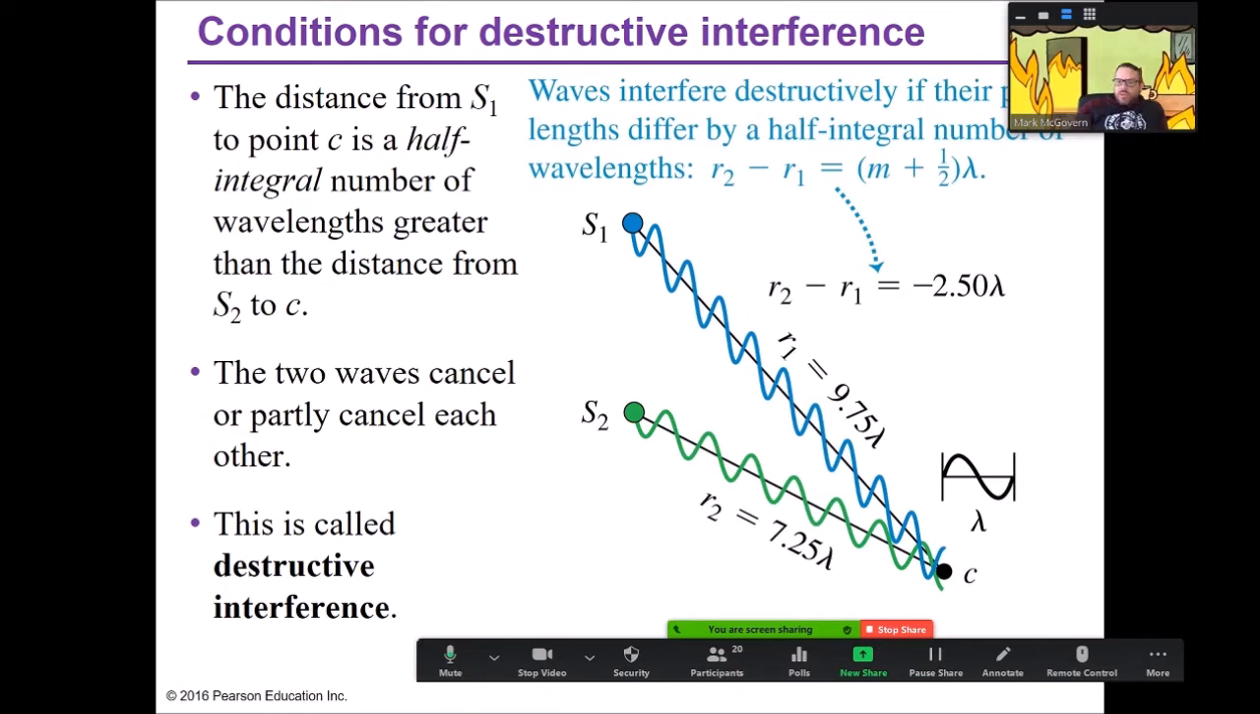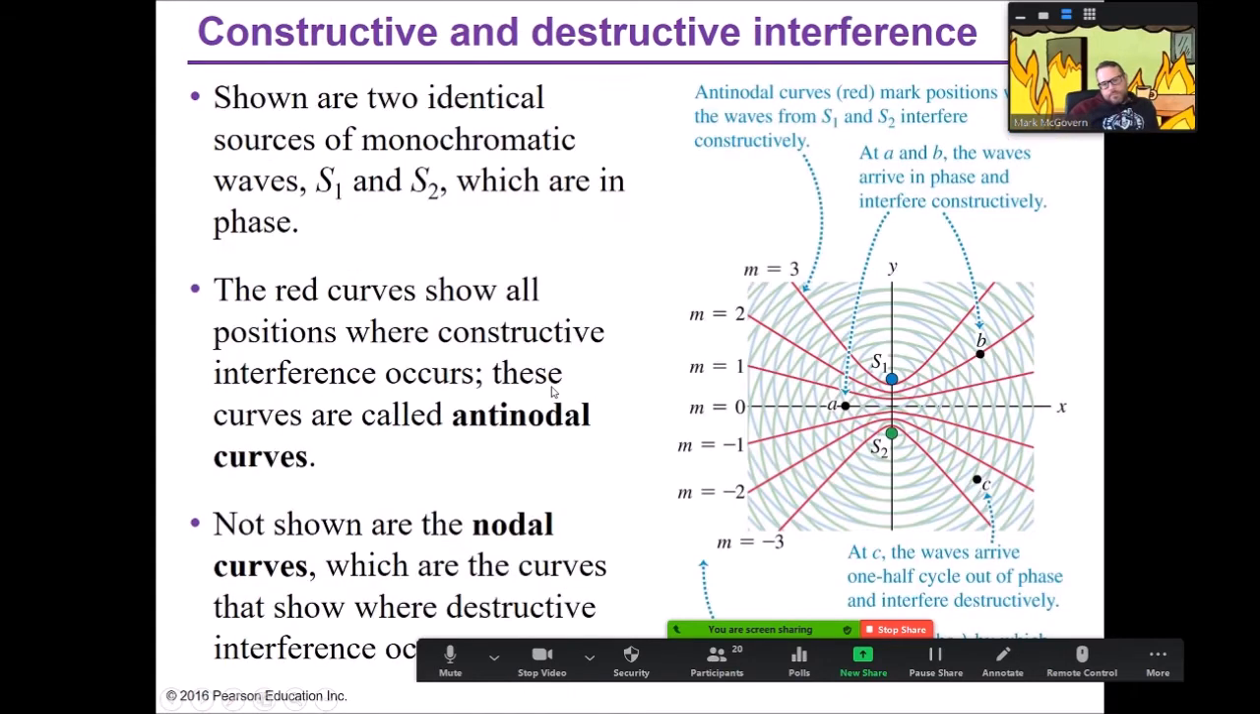Now notice that individually the waves are not being presented at their minimums here. That's not what's happening, but the combination of the two produces the half integer thing. So we have a very interesting pattern that we can do here. We have the same picture, but now we have mapped out.